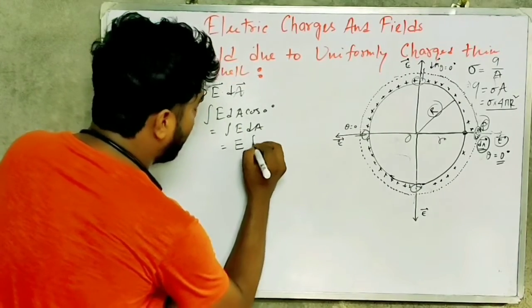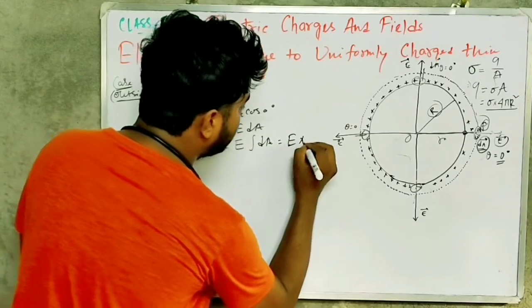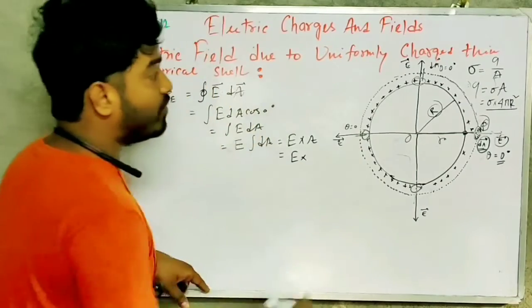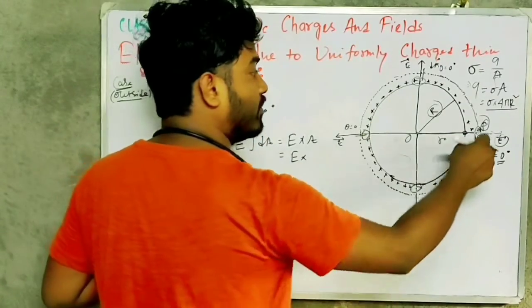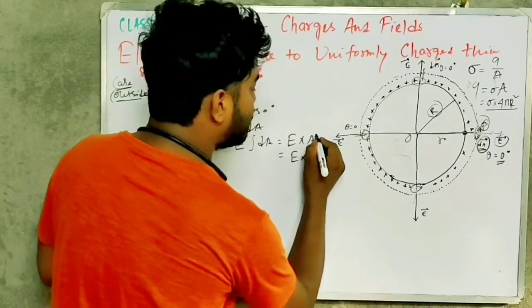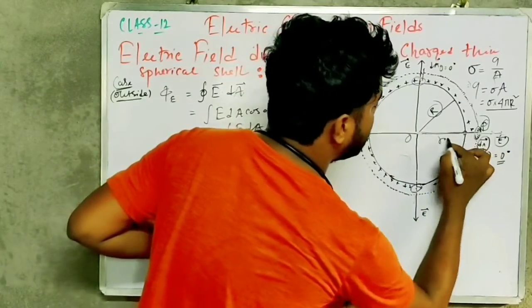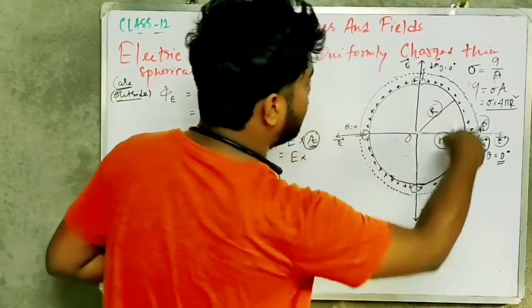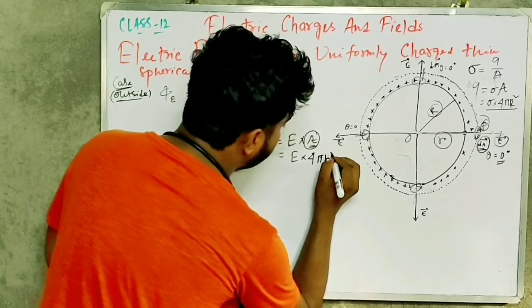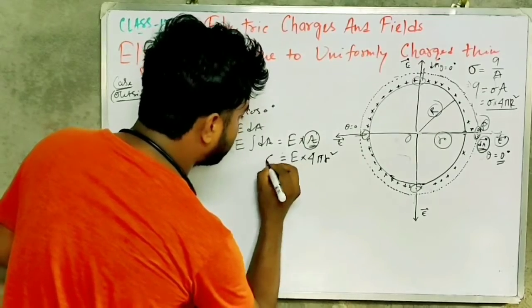Now E has the same magnitude and the direction is radially outward, so this one will be E outside, and the integration of dA is equal to E into A. So what is A? A is the area of this Gaussian surface. Mind it, this area must be the area of the Gaussian surface. Here the Gaussian surface radius is small r, so the area of this Gaussian surface will be 4 pi r square, and the flux is E into 4 pi r square. This is the expression of electric flux phi.